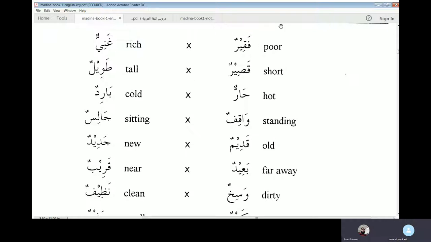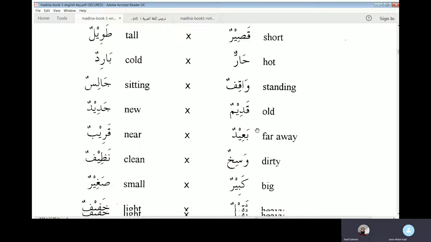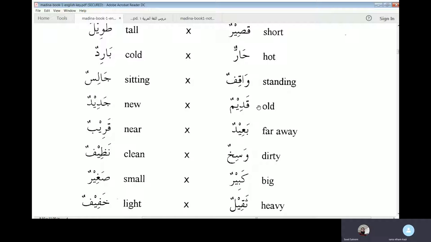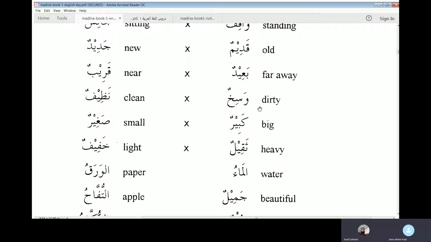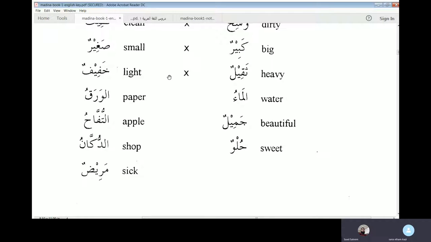There are some. Fakirun, poor. Ghaniyun, rich. Qasirun, short. Tawilun, tall. Harrun, hot. Baridun, cold. Waqifun, standing. Jalisun, sitting. Qadimun, old. Jadidun, new. Baidun, far away. Qaribun, near. Wasikhun, dirty. Nazifun, clean. Kabirun, big. Saghirun, small. Thaqilun, heavy. Khafifun, light.